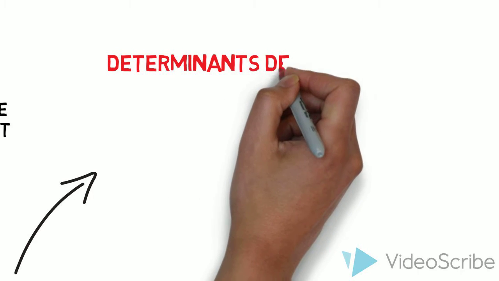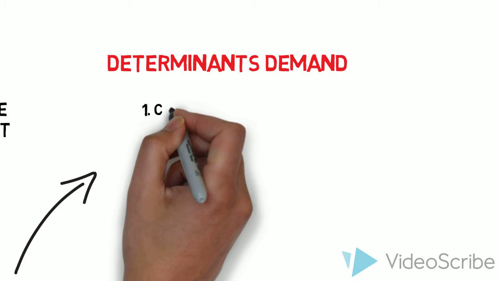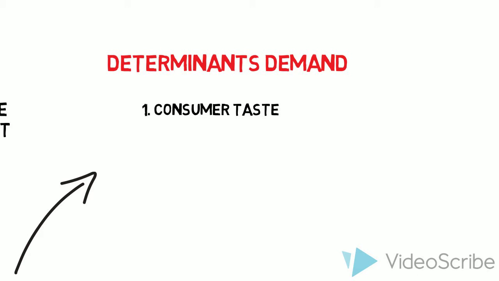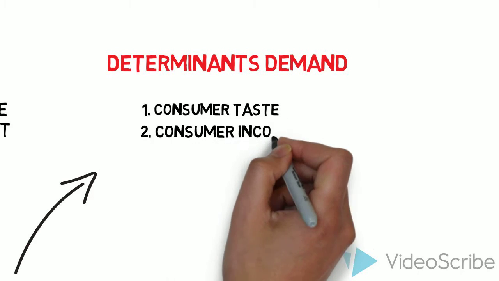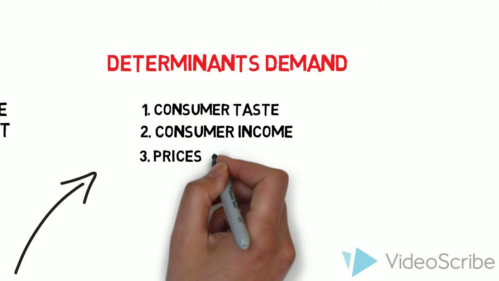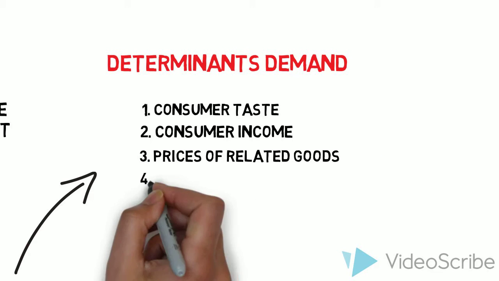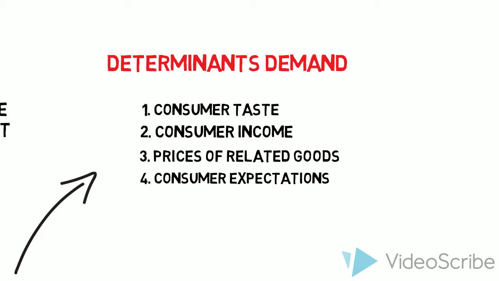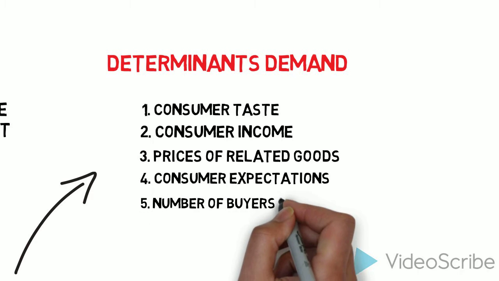Determinants of demand can be consumers' taste, consumer income, prices of related goods, consumers' expectations, and number of buyers in the market.